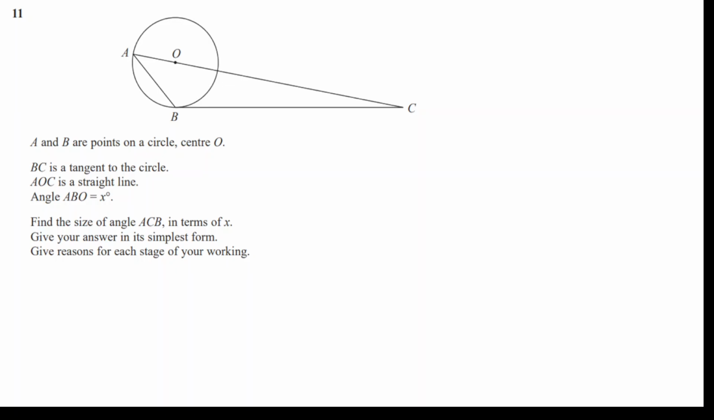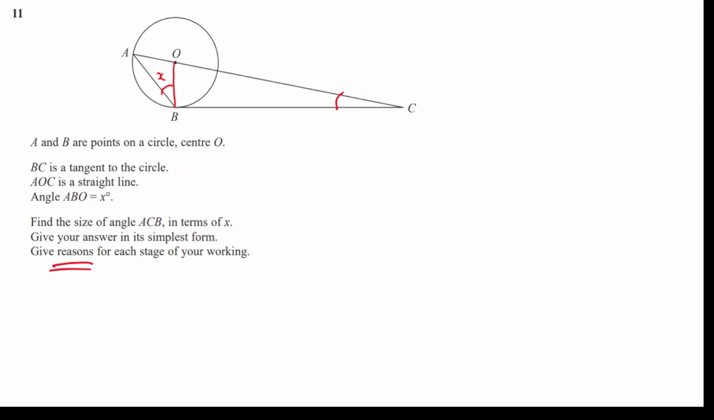And we have to find, it's given angle ABO is denoted as X, and we have to find angle ACB in terms of X. So first thing we're going to do is to mark on the angle X. So ABO is this angle here. This is X, okay? So we have to find this angle here in terms of X.